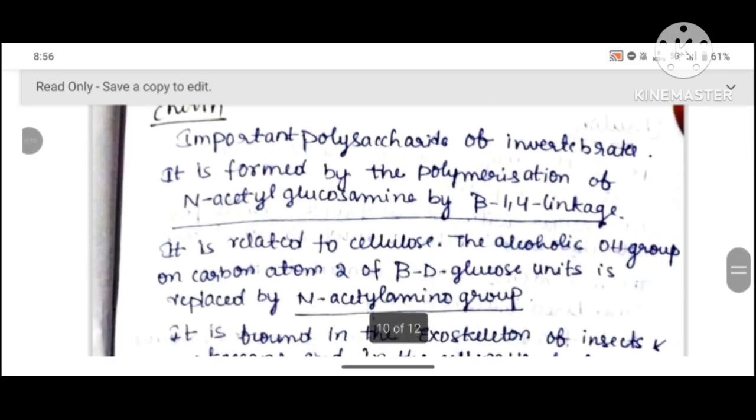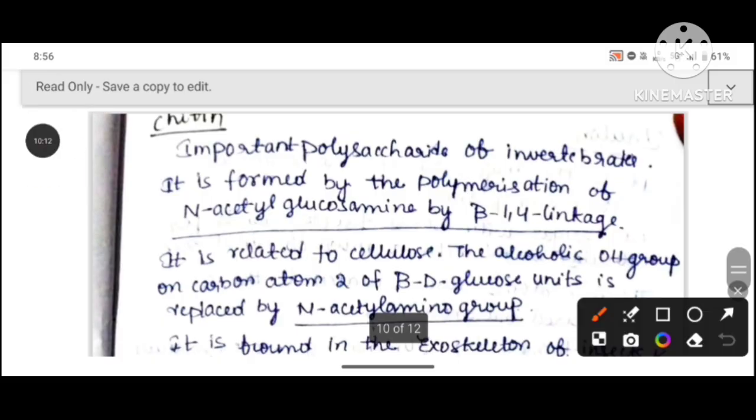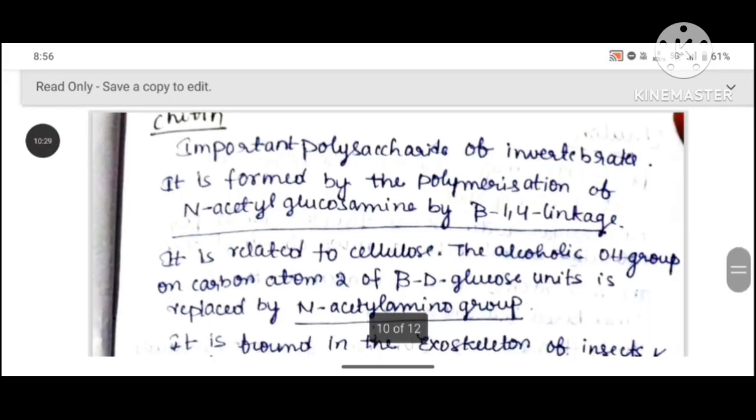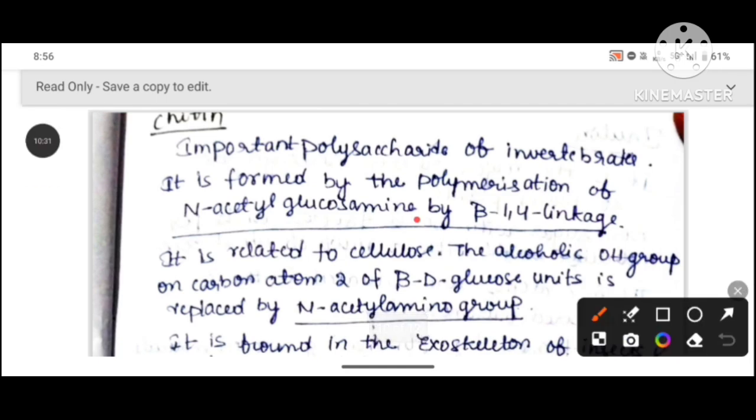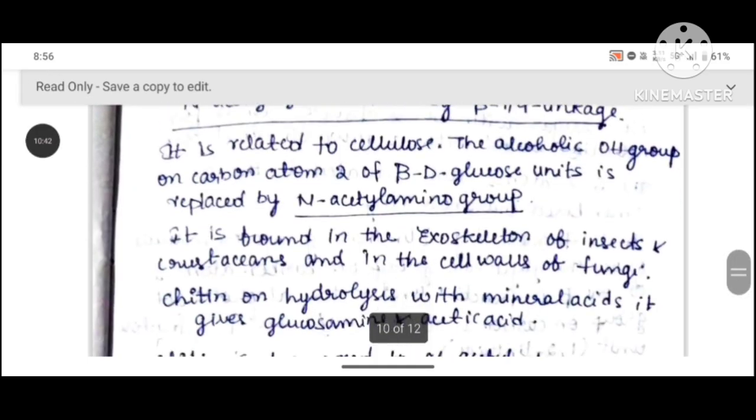The next one is chitin. Chitin is also an important polysaccharide of invertebrates. It is formed by the polymerization of N-acetyl-glucosamine by beta 1,4 linkage. So there is a compound known as N-acetyl-glucosamine. Between the units there will be the formation of beta 1,4 glycosidic linkages, which leads to the formation of chitin. The chitin is related to cellulose.